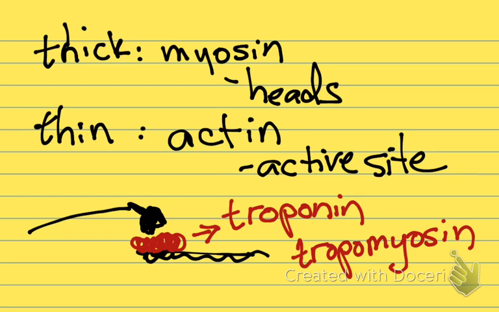What came first? Calcium. Throw that calcium in there. What does it do? It binds to the troponin. What does the troponin do? It twists the tropomyosin out of the way so that it uncovers the active site. Then what? Then the myosin heads can attach to the exposed active site on the actin and start pulling.